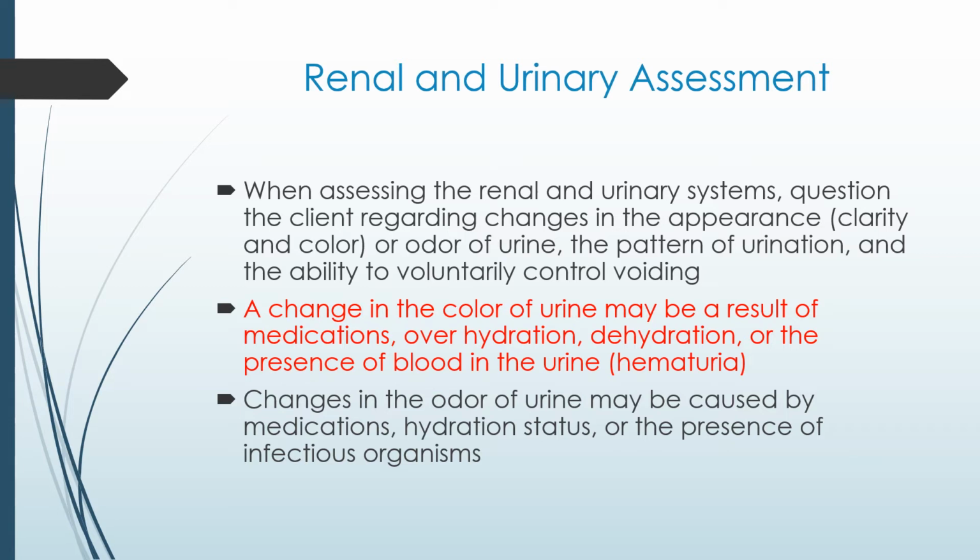A change in the color of the urine may be a result of medications, as we just said, pyridium or macrodantin. They may be overly hydrated. If they're overly hydrated, then their urine is going to be very, very clear. It might be a very light yellow. It might be clear if they're very overly hydrated. Dehydration. If they're dehydrated, then their urine is going to be very, very dark and very, very concentrated. It might be a very, very dark yellow. Or the presence of blood in the urine, and we call that hematuria.